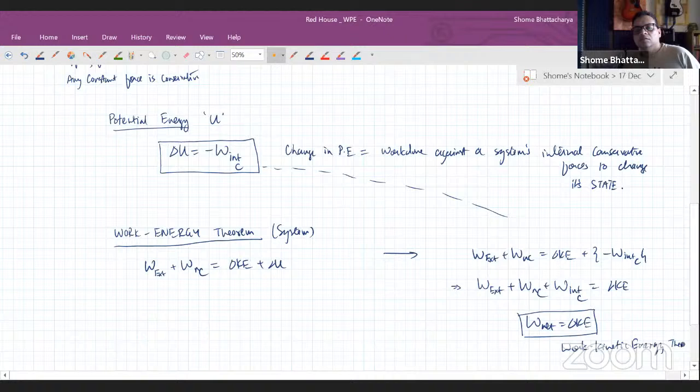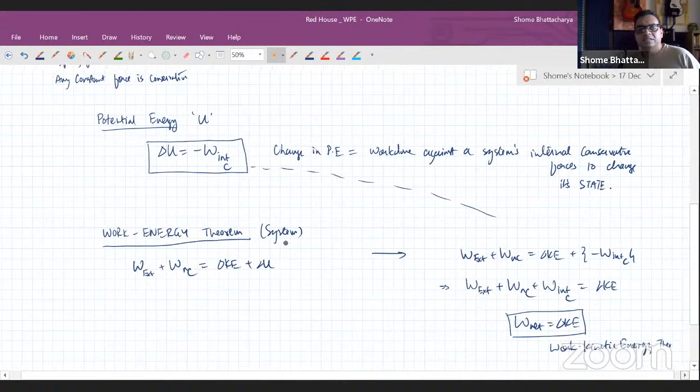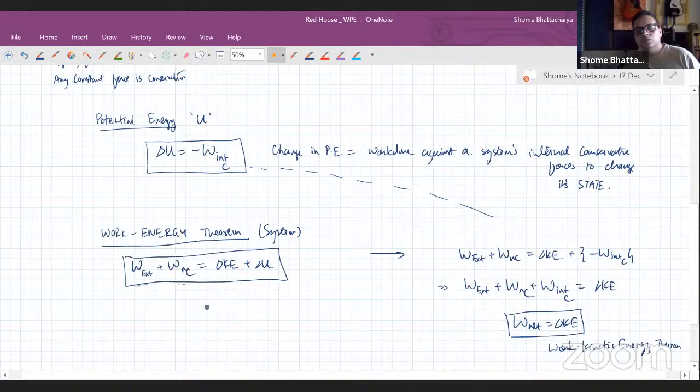But a better way of expressing a similar theorem is to define a system, and instead of defining the net work done, just define the work done by external forces and non-conservative forces, and then define the change in potential energy of the system. The kinetic energy plus potential energy together is called the mechanical energy of the system.